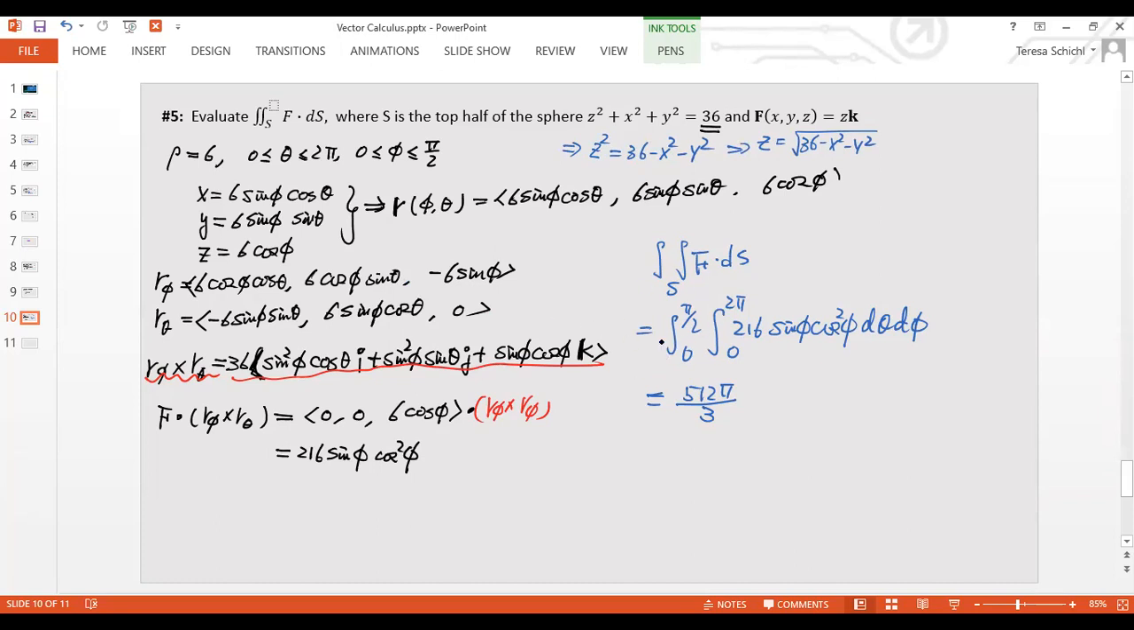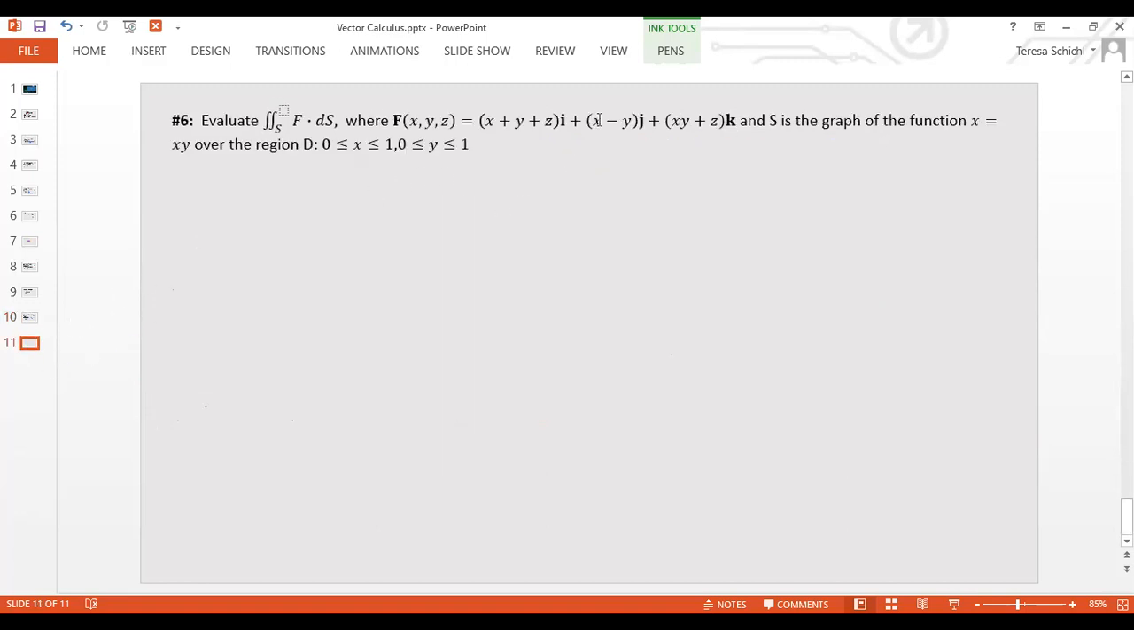And then if you use the first method, the parameterization method, in this problem the parameterization is not too bad because this is a sphere, right? So you know the spherical coordinates probably will be a good start. Okay, so let's take a look at the last one here.